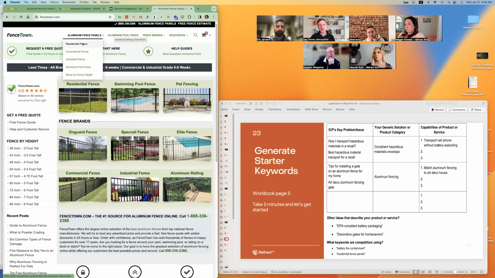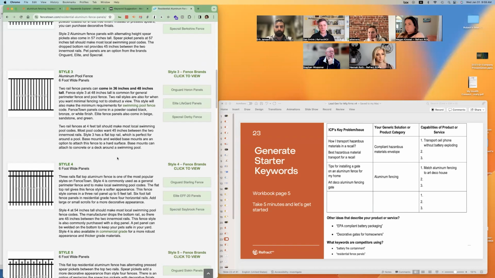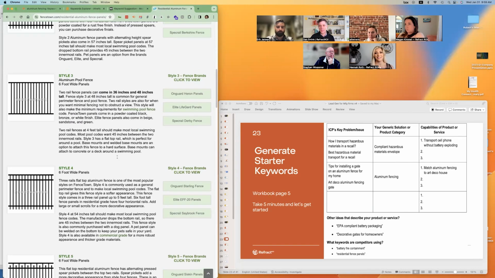And then if you go into the target pages, the pages that are in the drop downs, here you find more keywords. So there's residential aluminum fence, residential grade aluminum fence panel styles. Some of the headings will show you some of the other keywords. So okay, perfect. Thank you.